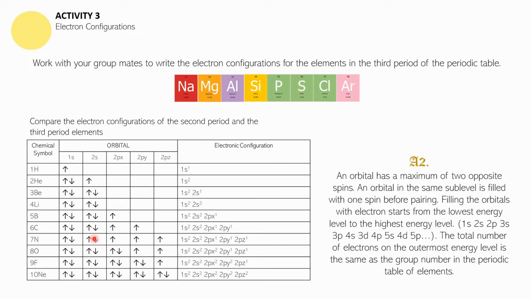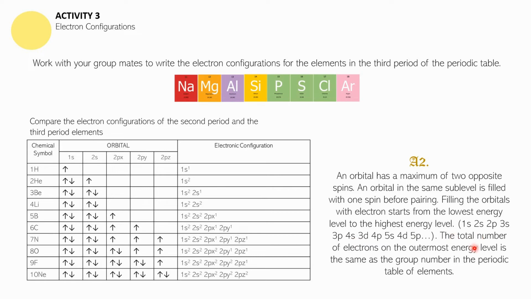Downward spin, downward spin. Filling the orbitals with electrons starts from the lowest energy level to the highest energy level. So it starts from 1s, and then 2s, and then 2p. In this case, 2px first, 2py, and then 2pz. Then 3s, 3px, 3py, 3pz. Then 4s, and so on and so forth.